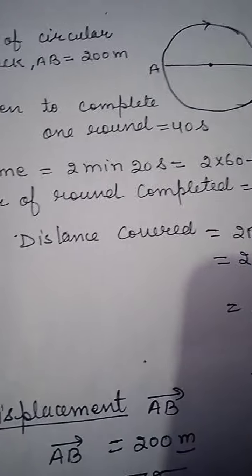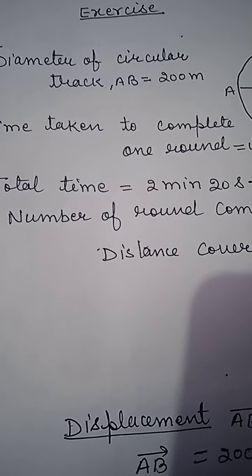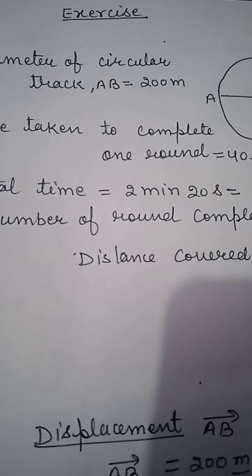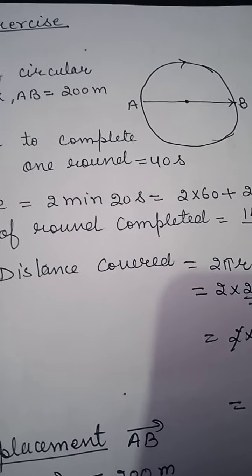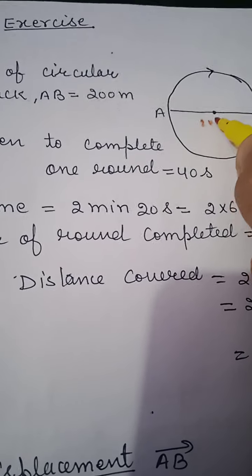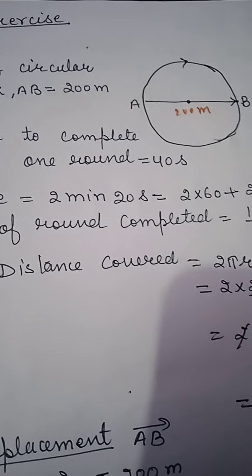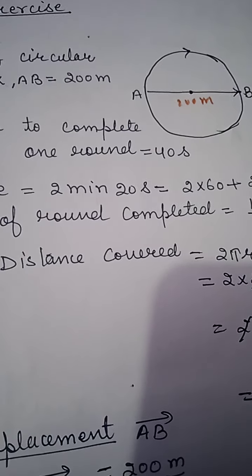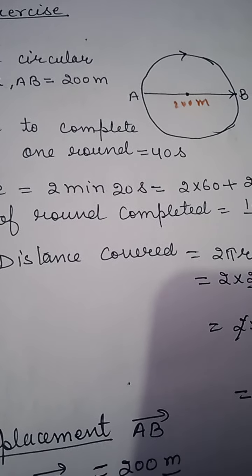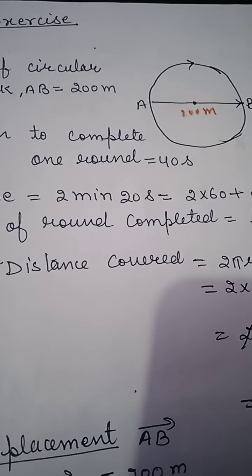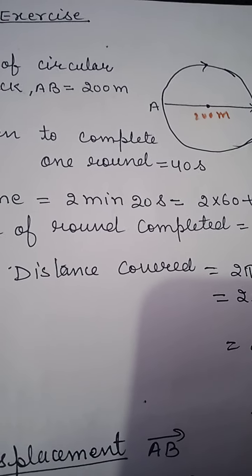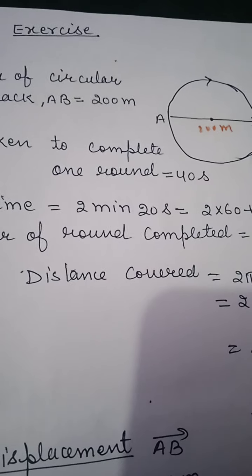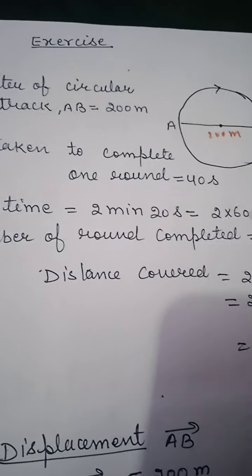Now another question, this is a question from the exercise. The numerical is: an athlete completes one round of a circular track of diameter 200 meters in 40 seconds. Here a circular track is given and the diameter of the track is 200 meters. Means the athlete completes one round around this track in 40 seconds. What will be the distance covered and the displacement at the end of 2 minutes 20 seconds?